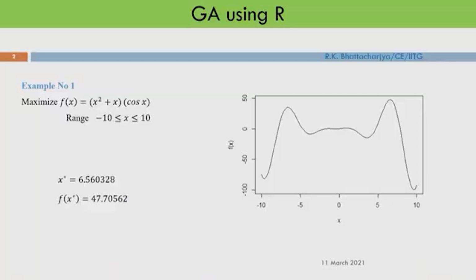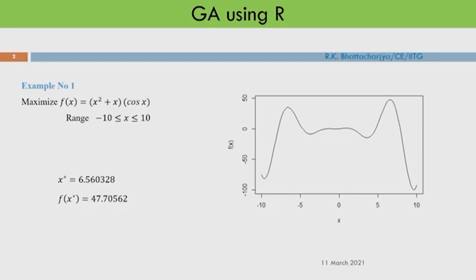Welcome back to the course on optimization. Today we will solve some nonlinear optimization problems using GA and we will use the R platform. Let us see the problems that will be discussed in this class. The first problem is a maximization problem. It is a single variable function. The function is f(x) equal to x square plus x into cos x. The range for x is between minus 10 and plus 10.